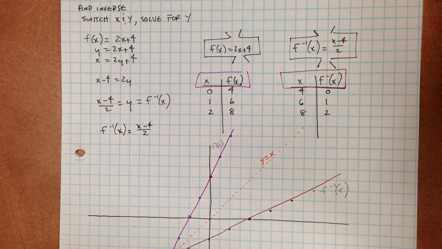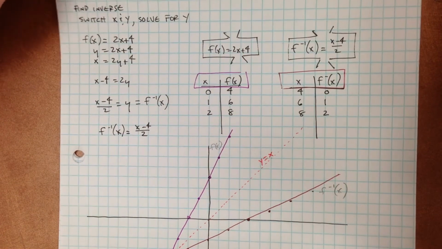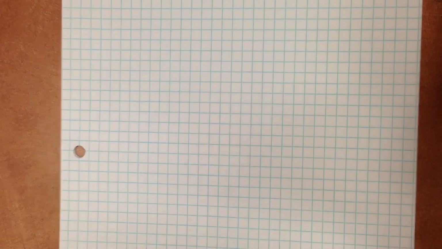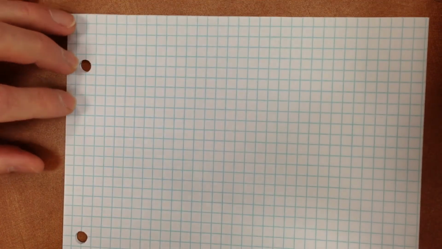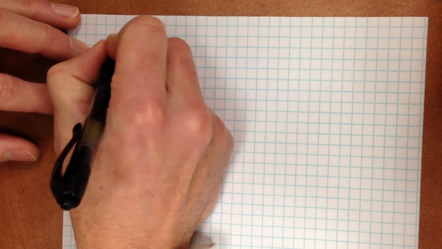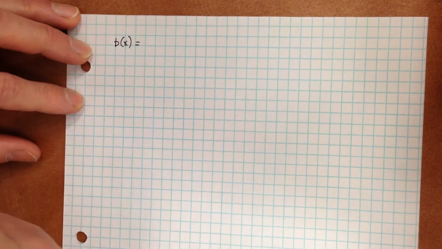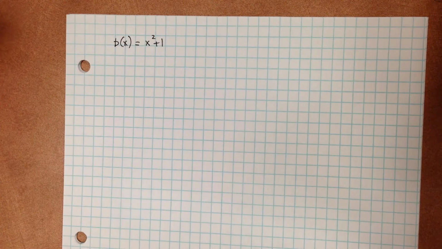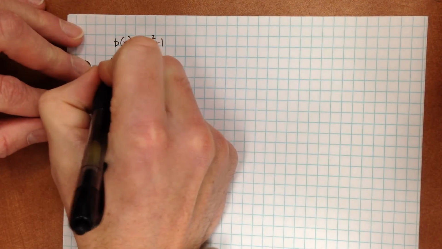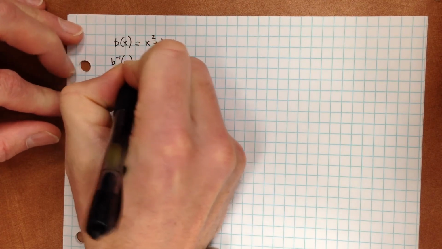All right, let's take a look at another example. There's something else we need to discuss right here. Let's say we have another function, B of x equals x squared plus 1. Let's find the inverse of this. So find the inverse, B inverse of x.